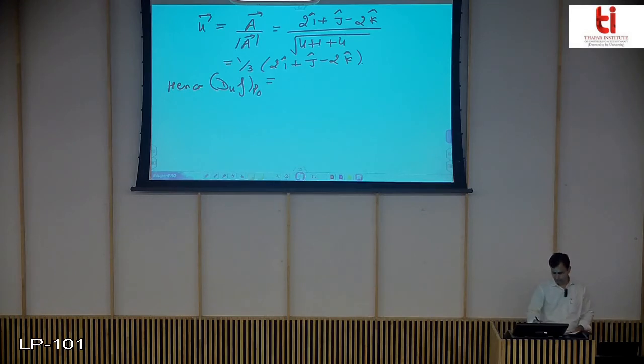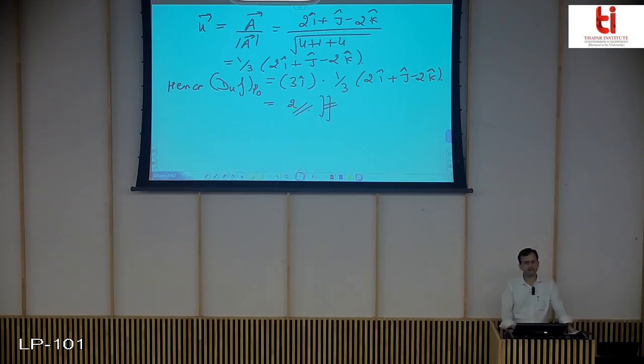Okay, hence your directional derivative at the given point in the direction of the given unit vector is equal to 3i, which was your gradient value, dotted with the unit vector, which is 1/3 (2i plus j minus 2k). So this gives you 2. So basically the rate at which the function f is changing at the point (0, 0, 0) in the direction of the vector 2i plus j minus 2k is equal to 2. So at this point the rate of change is 2. So this gives you the directional derivative of the given function at the given point.